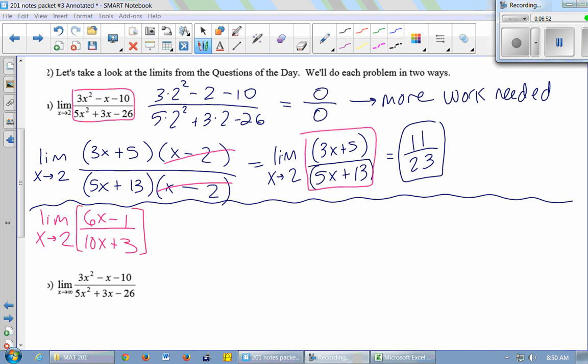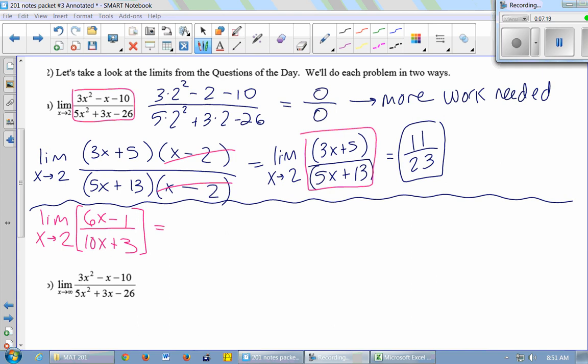Okay, so notice I am not doing the quotient rule here. I'm not taking the derivative of the quotient. With L'Hopital's rule, we're not trying to take a derivative of the quotient at all. We're just trying to take a limit. And L'Hopital's rule says that if you want to take a limit of a fraction, you can take the limit of the derivative of the top over the derivative of the bottom. And now that I've done that, I can plug my 2 in.